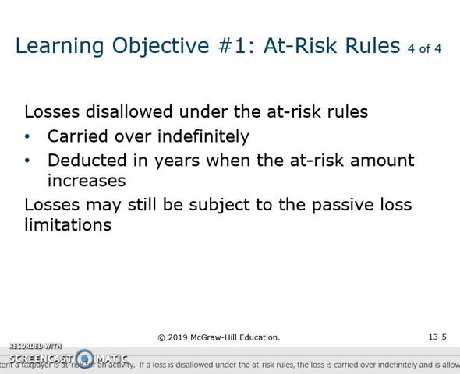Losses are going to be disallowed over the at-risk amounts. Those losses are going to be carried over indefinitely, and then they will be deductible in years when the at-risk amount increases. Losses may still be subject to the passive loss limitations. When they're carried over, they'll just be continued to be carried over.